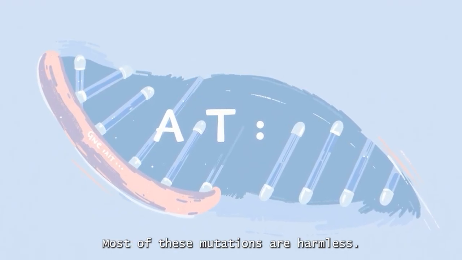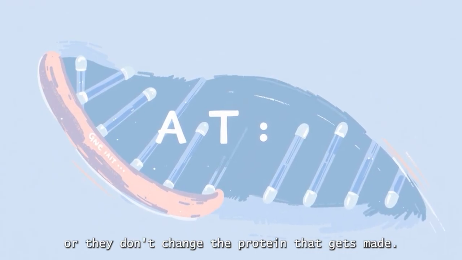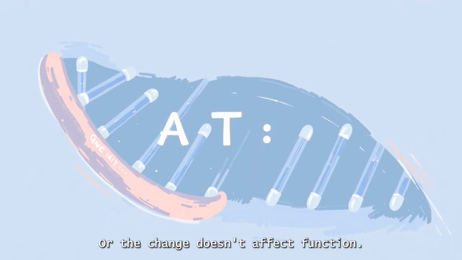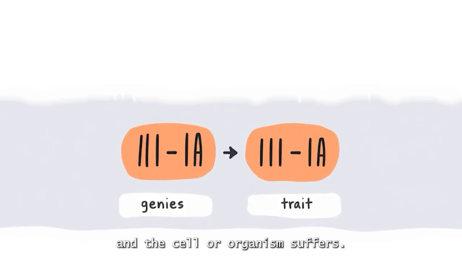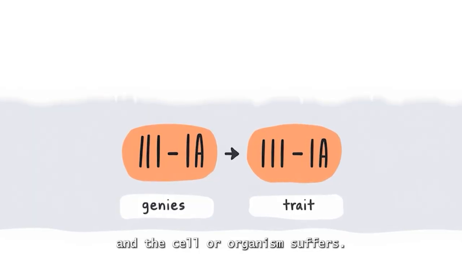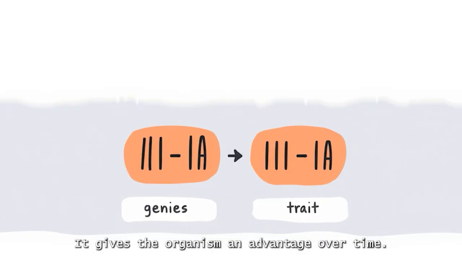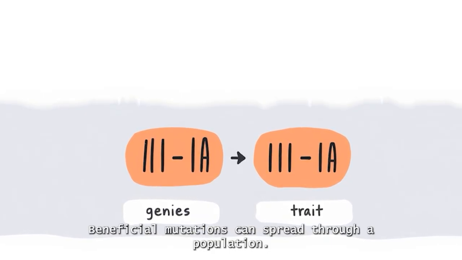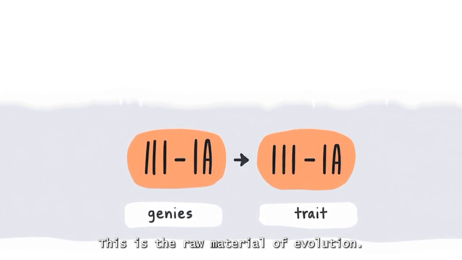Most of these mutations are harmless. They occur in non-coding regions, or they don't change the protein that gets made, or the change doesn't affect function. Some mutations are harmful. They disrupt an important protein, and the cell or organism suffers. And very rarely, a mutation is beneficial. It gives the organism an advantage. Over time, beneficial mutations can spread through a population. This is the raw material of evolution.